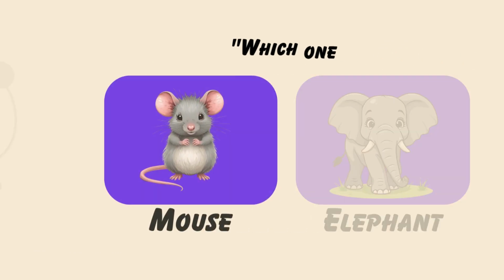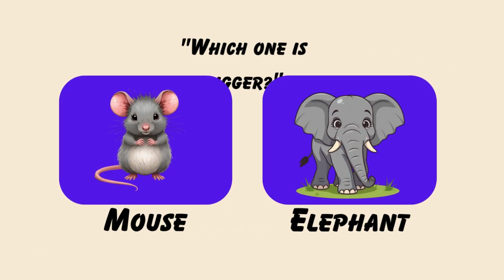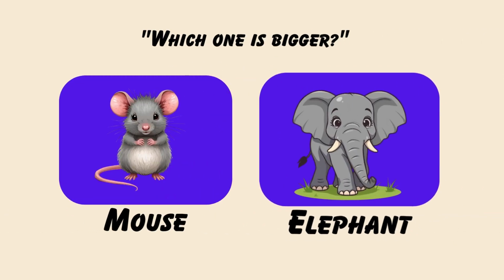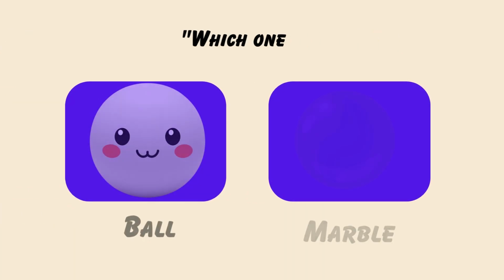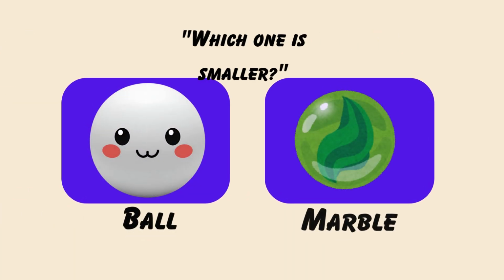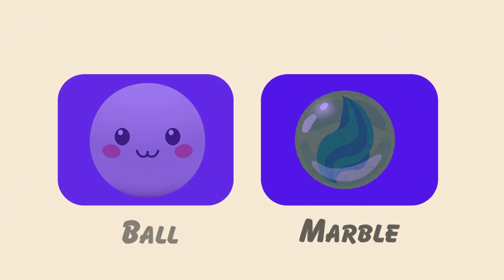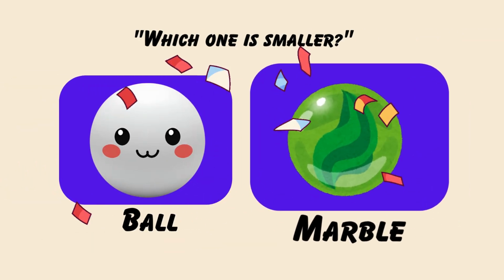Let's start the video. Which one is bigger? Mouse, elephant. Elephant. Which one is smaller? Ball, marble. Marble.